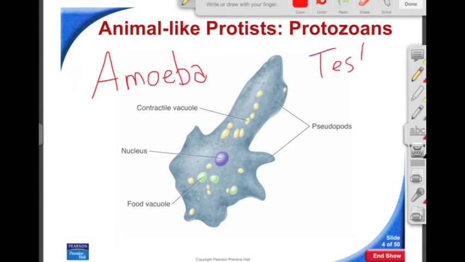A couple of things you have to know about amoeba is that they move in a lot of respects very similar to our white blood cells. They kind of ooze their way around. So let's go meet them. We'll come back to the diagram.